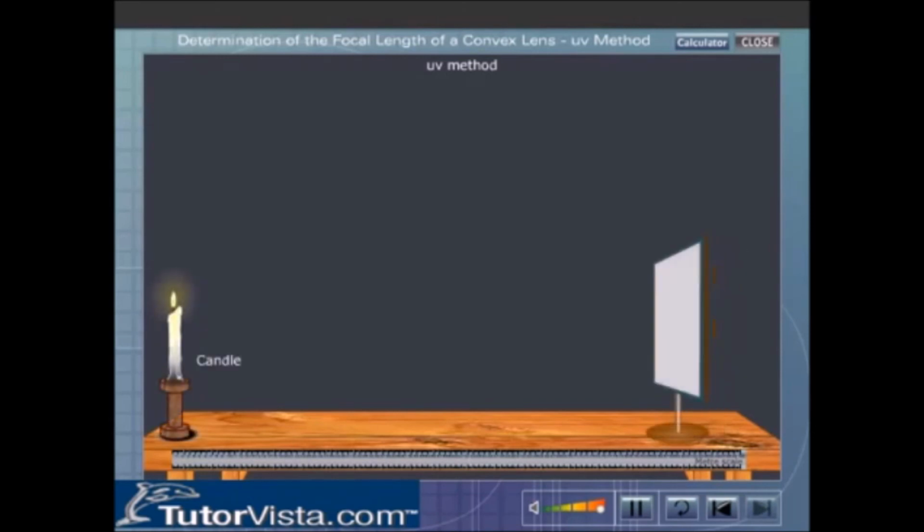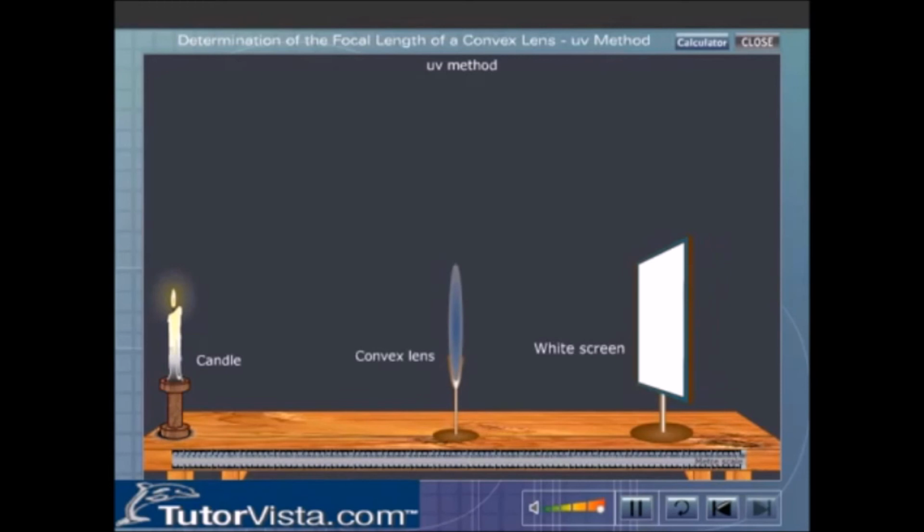Arrange a candle, a screen and the convex lens as shown here. Adjust the position of the lens so that a blurred image of the candle is obtained on the screen. Now move the screen back and forth till a sharp image is formed on the screen.